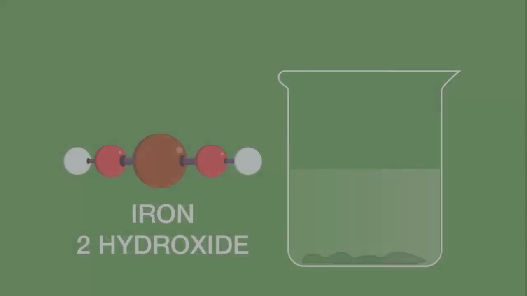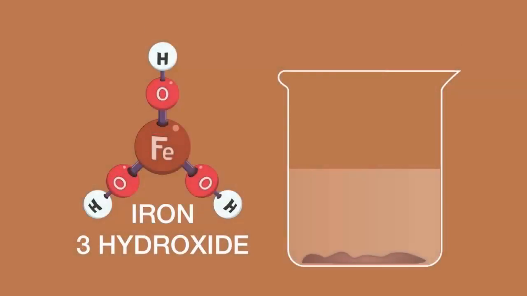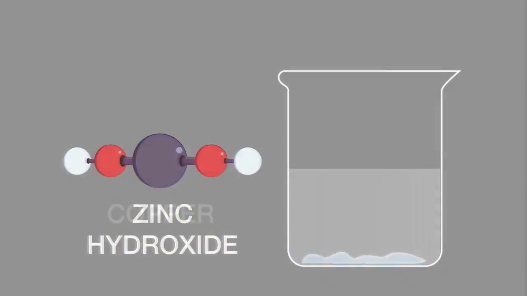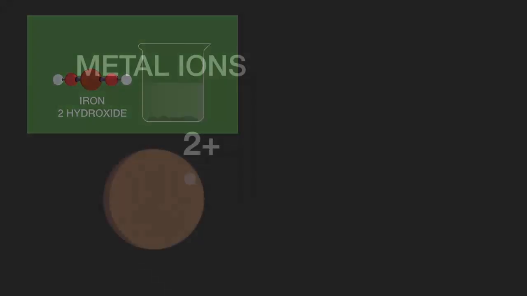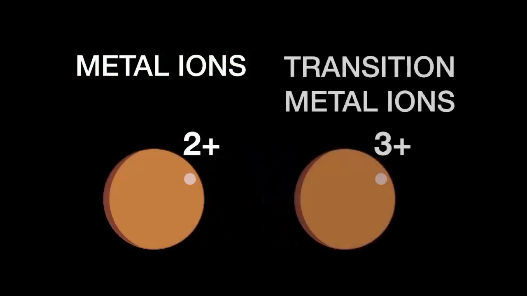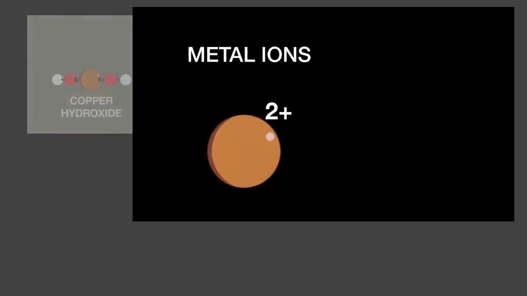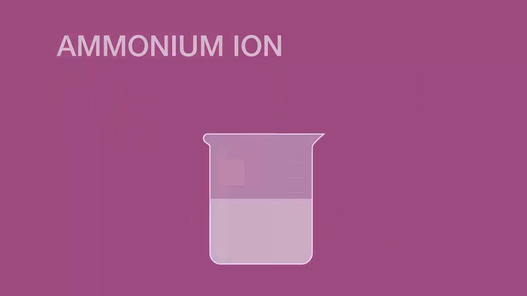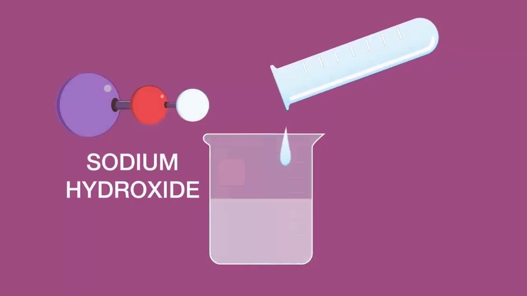The color of the metal hydroxide precipitate produced can help us determine the identity of the metal ion. Most of these metal ions are transition metal ions. The ammonium ion can be tested using the addition of aqueous sodium hydroxide, which forms ammonia.